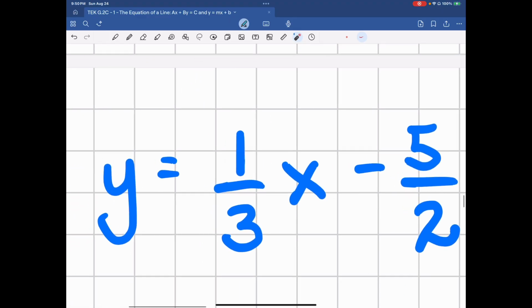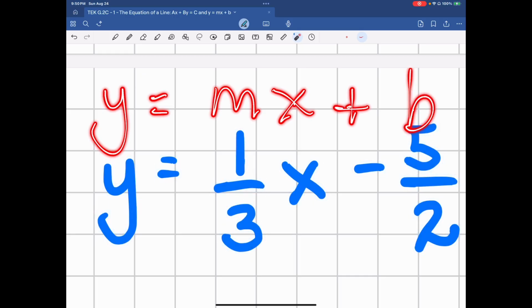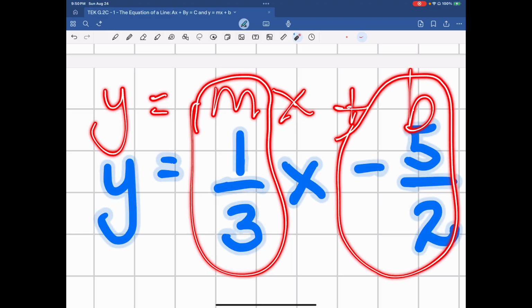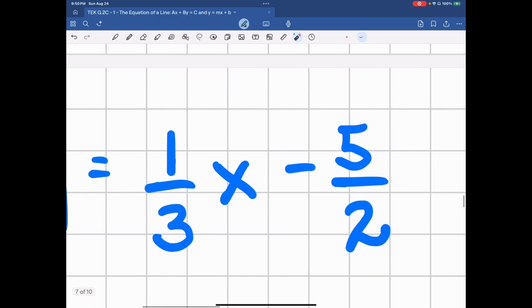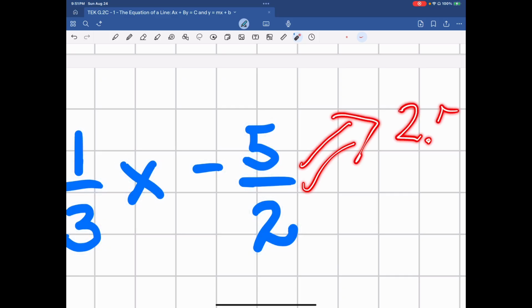Our last example. Looking at this, my slope-intercept form is y equals mx plus b. Looking at the equation, I can immediately see that my slope has to be 1/3, and my y-intercept is a -5/2. If we changed 5/2 into a decimal number, you would get 2.5.